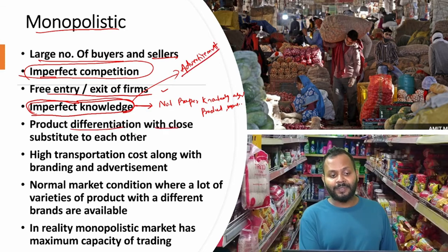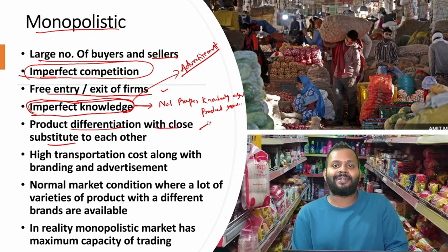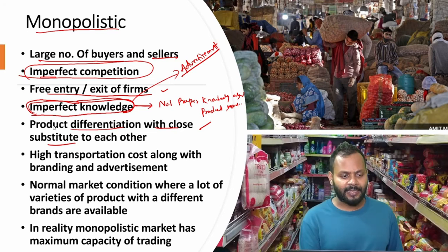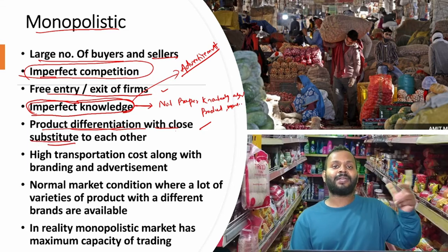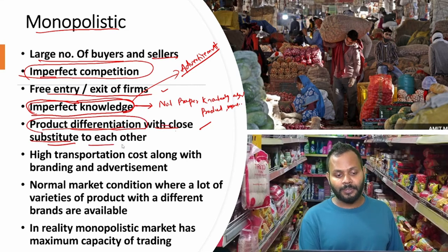Product differentiation with close substitutes. For example, I would love to take Patanjali. If not, I will take Dabur. If not, I will take another brand or something else like that. So there is product differentiation with close substitutes. You may get a substitute because many companies are making many different toothpastes. I can take the substitute, it's not exactly the same, but I can get a close substitute.